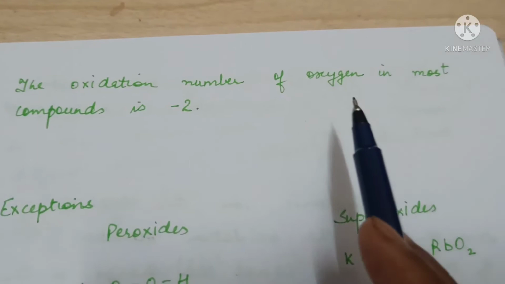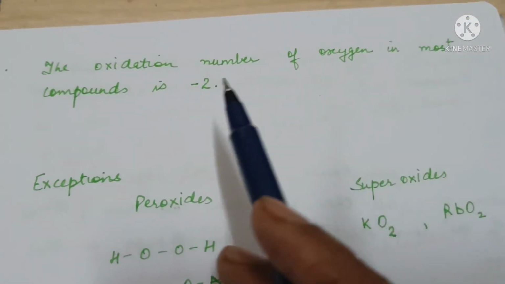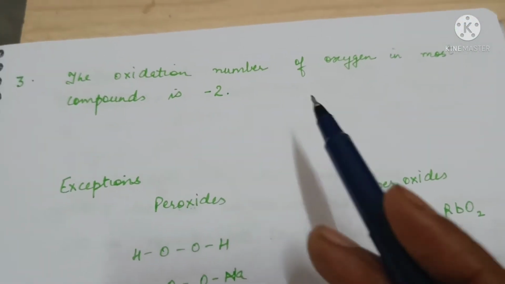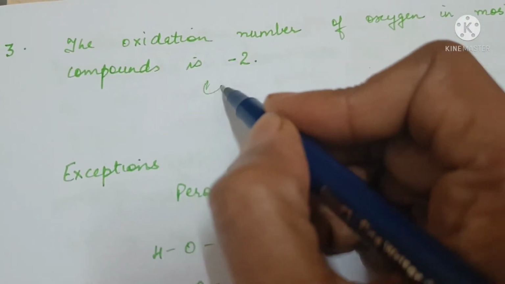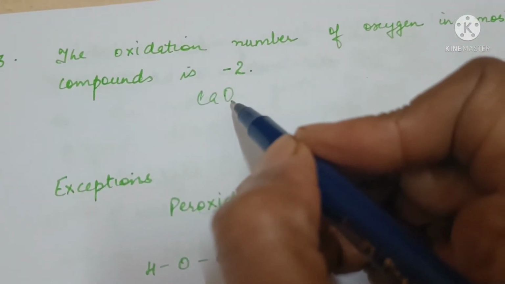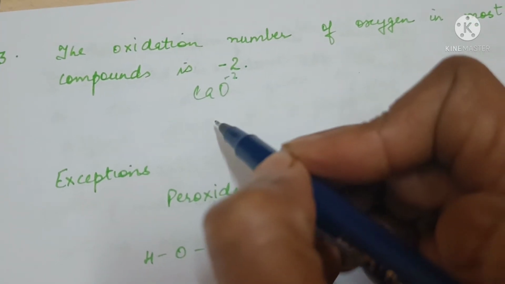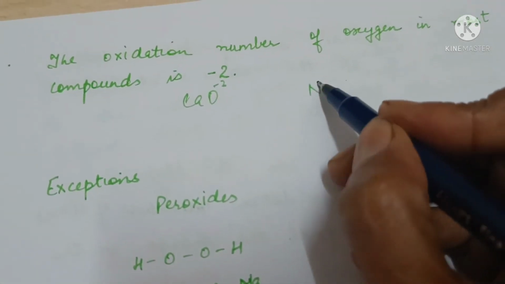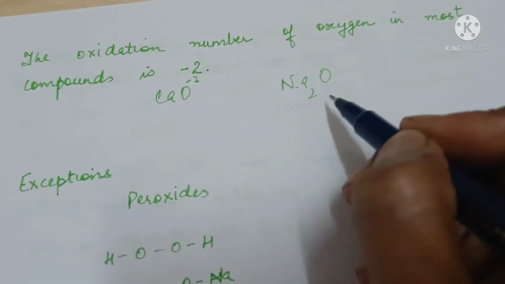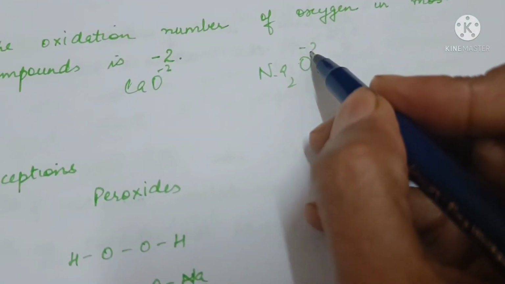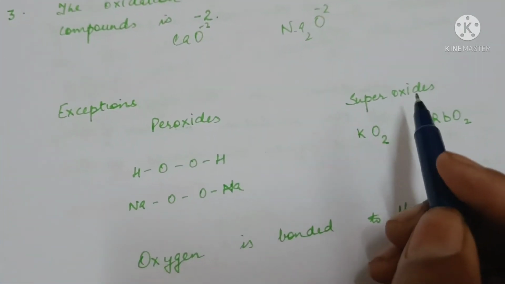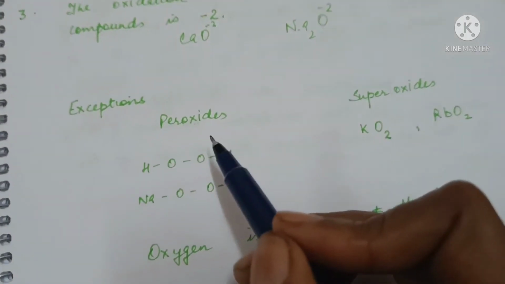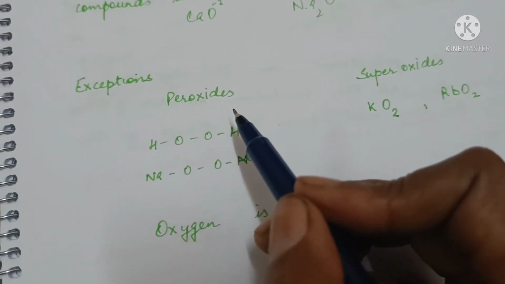Rule number 3. The oxidation number of oxygen in most compounds is -2. But there are exceptions. In peroxides and superoxides, there is a change in the oxidation number of oxygen.